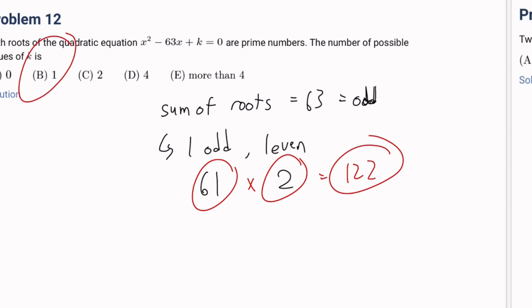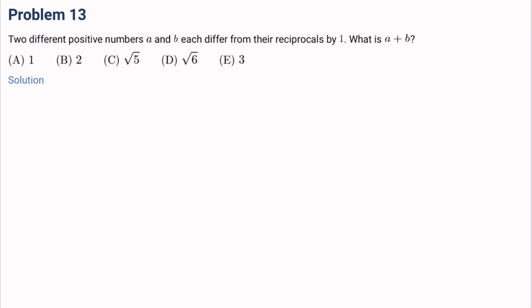The answer is B. Number 13, two different positive numbers, a and b, each differ from their reciprocals by 1. What is a plus b? Okay, so let's have something that refers to both a and b.